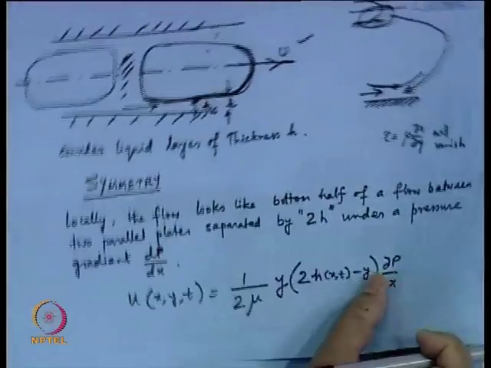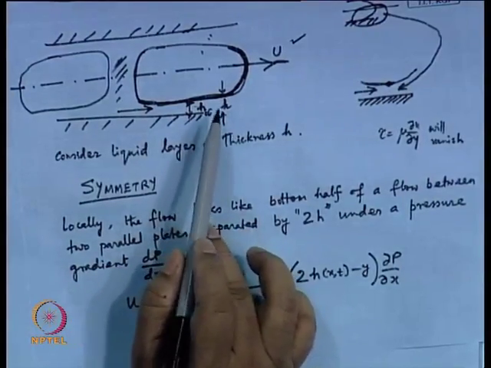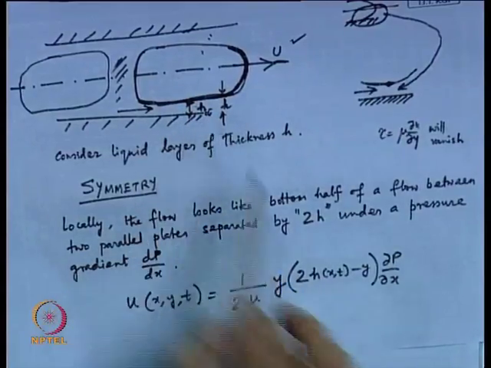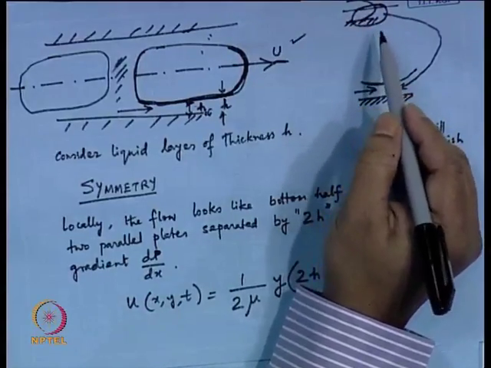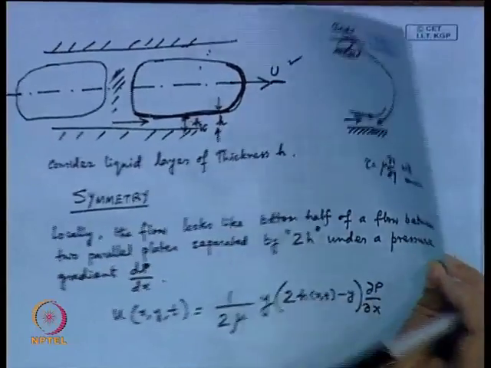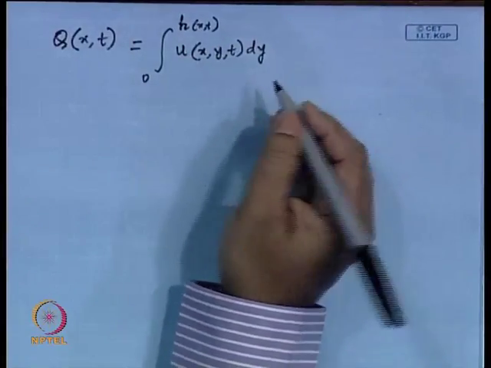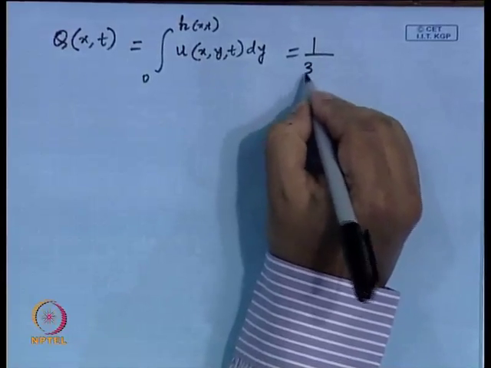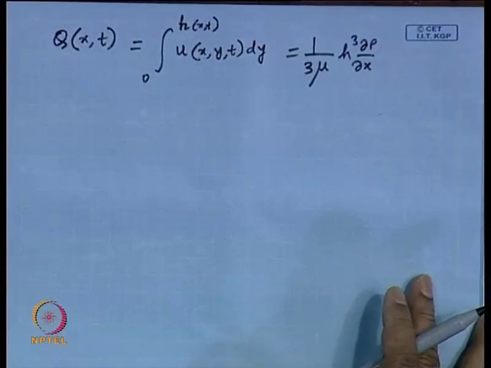Now, this is the expression for u, and as I said, you can simulate the flow in this annular portion around the bubble by the flow between two parallel plates, taking the bottom symmetric half of it. So, you can take this velocity profile, this expression for u, and integrate it. If one integrates this, what he will get is something like this: 1 by 3 mu h cube del p del x. So, that is what he will get as q.